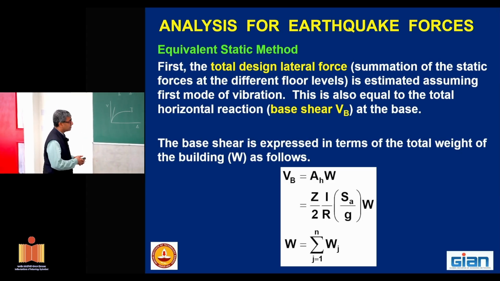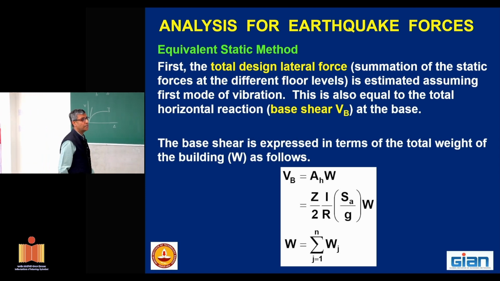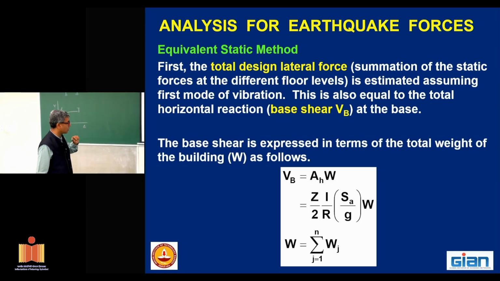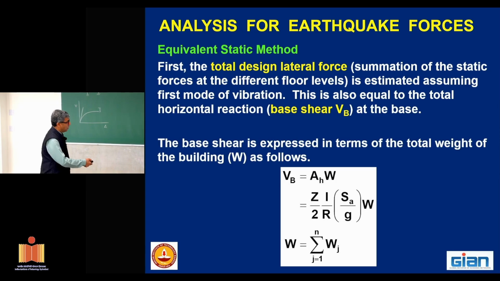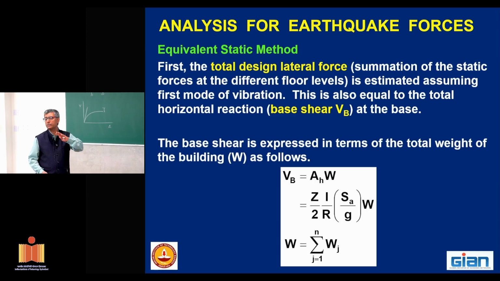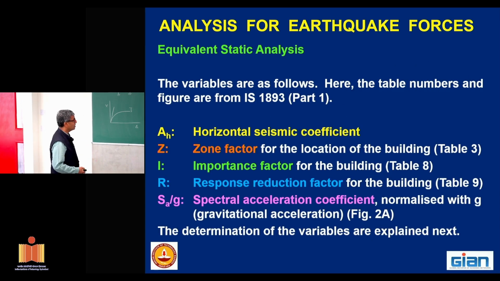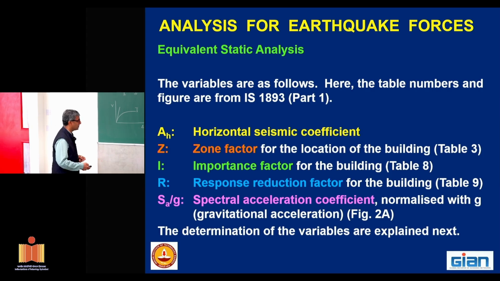Now, given this, this quantity, Sa by g, is called the spectral acceleration. I will come to that a bit later, just hold on to it. Now, what is this weight? This total weight is the summation of the weights of individual levels. That's it. This slide just explains whatever I said.